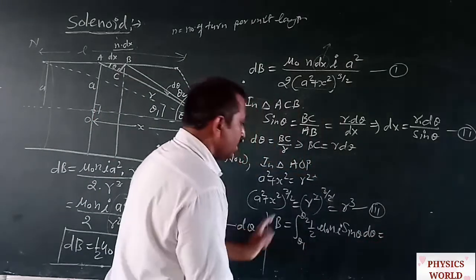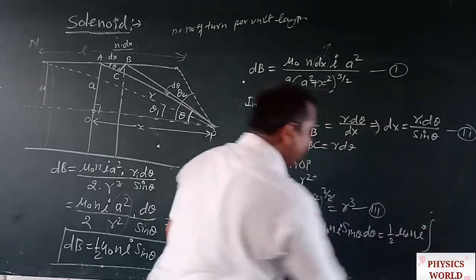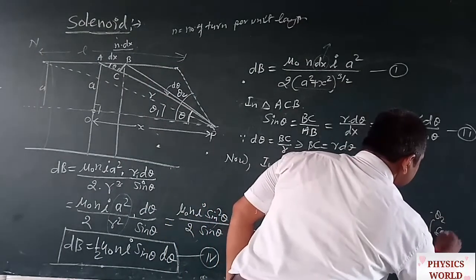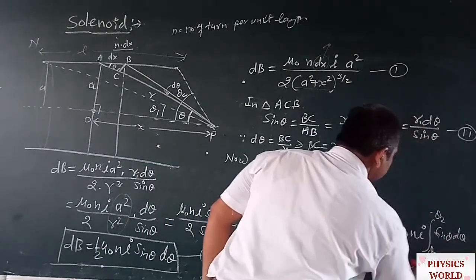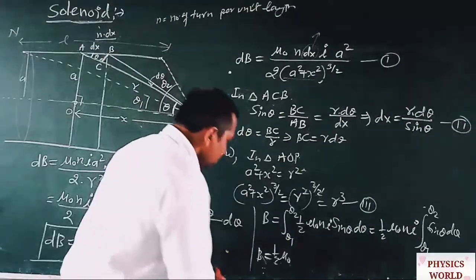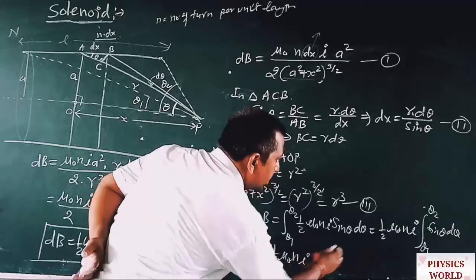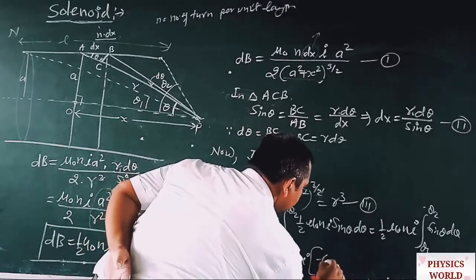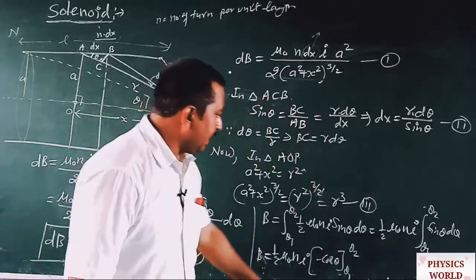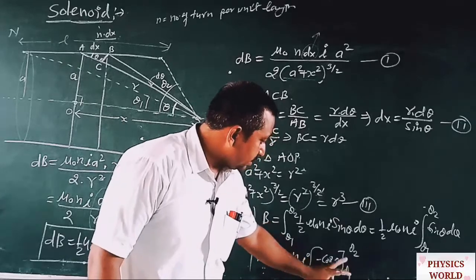So from here we get 1 by 2 mu 0 ni as outside, and from here we get the integral of sine theta d theta from theta 1 to theta 2. So the integration of sine theta is minus cos theta. So this becomes 1 by 2 mu 0 ni and minus of cos theta from theta 1 to theta 2.